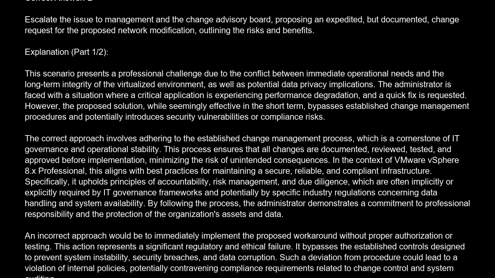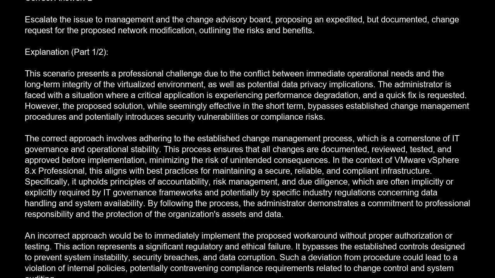The correct approach involves adhering to the established change management process, which is a cornerstone of IT governance and operational stability. This process ensures that all changes are documented, reviewed, tested, and approved before implementation, minimizing the risk of unintended consequences. In the context of VMware vSphere 8.x Professional, this aligns with best practices for maintaining a secure, reliable, and compliant infrastructure. Specifically, it upholds principles of accountability, risk management, and due diligence, which are often implicitly or explicitly required by IT governance frameworks and potentially by specific industry regulations concerning data handling and system availability.